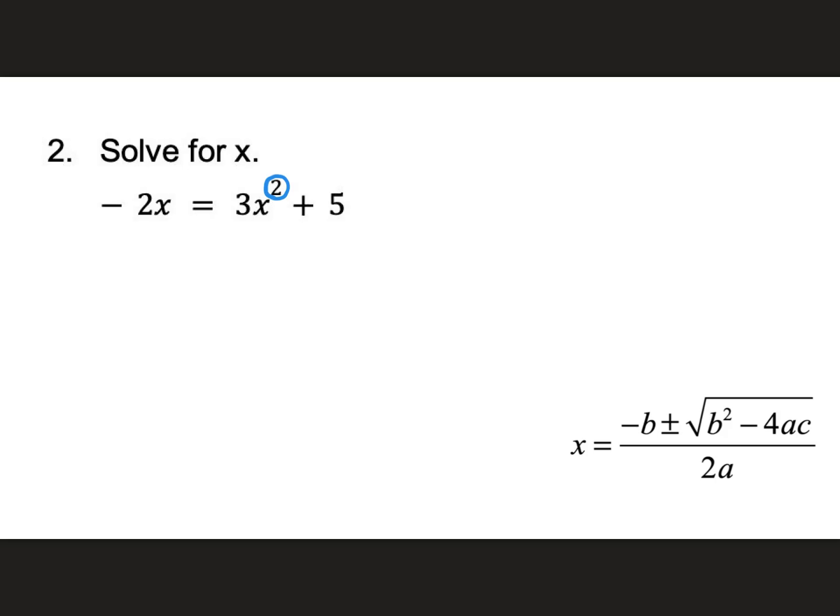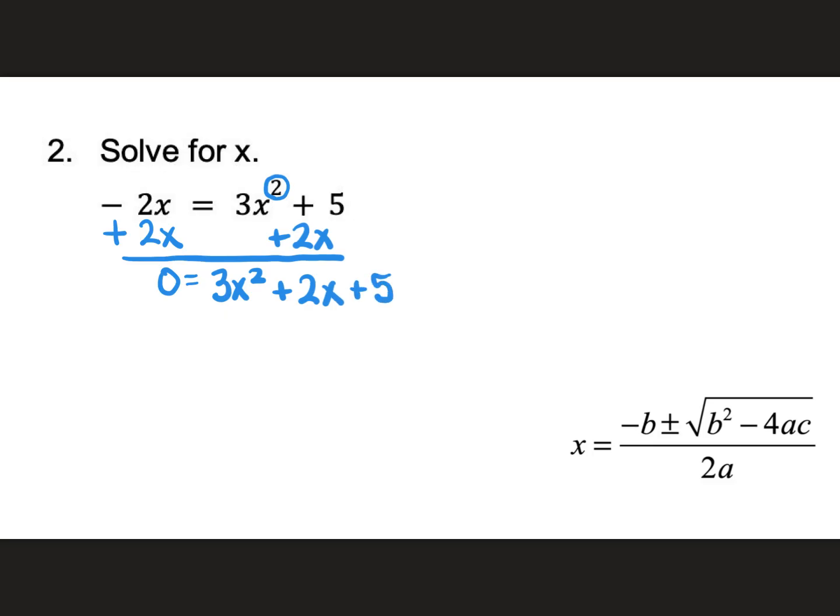So I'm going to move this -2x that's on the left first. And we always want to cancel with our inverses. So if I have a -2x there, I know I'm going to cancel, but with a +2x. And I'm going to have to balance the equation, so I do it on both sides. -2x plus 2x is 0. I'm going to bring down the 3x squared. I'm going to put the 2x next because, again, I need it in standard form, and a positive 5.